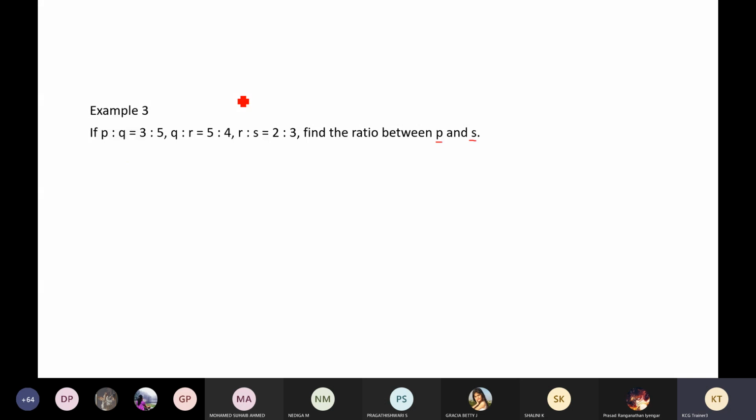Okay, first, I want you guys to find out P is to Q is to R is to S and tell me. Yeah, guys, find out P is to Q is to R is to S and tell me what will be the combined ratio.